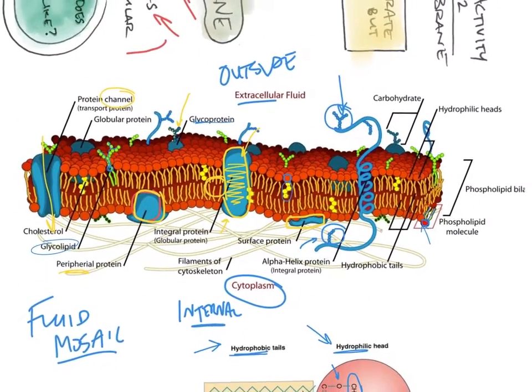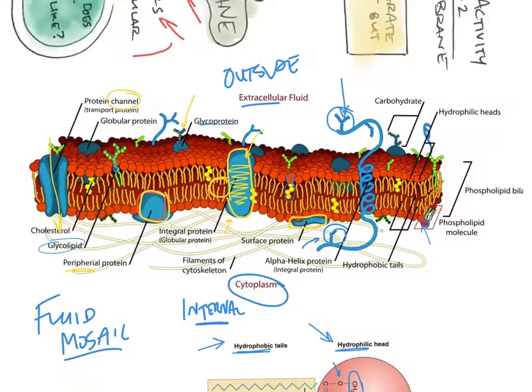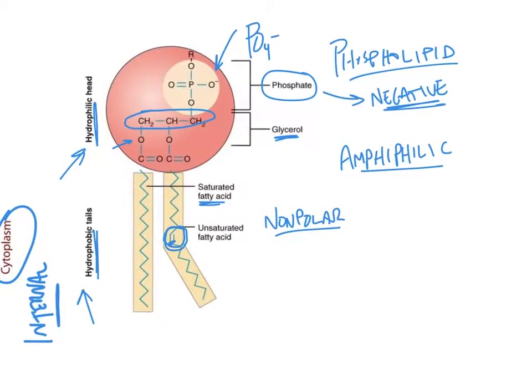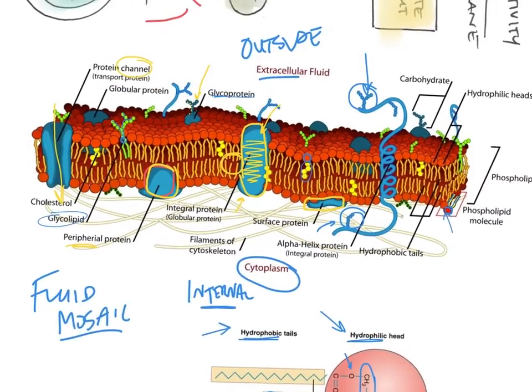So again, to recap, we've got four main components of our plasma membrane. The phospholipid, right? The phospholipid is composed of two parts. We have a hydrophilic head that contains a polar, negatively charged phosphate group, and then a hydrophobic tail that are fatty acids attached to a glycerol. And those are the main component of our plasma membrane.